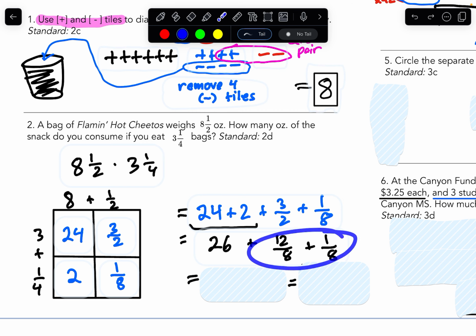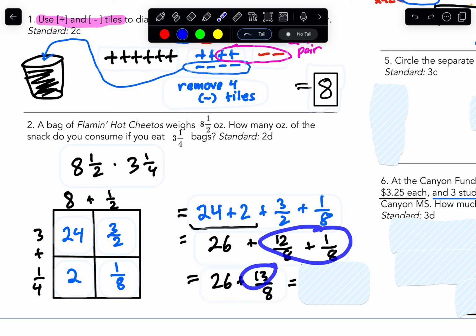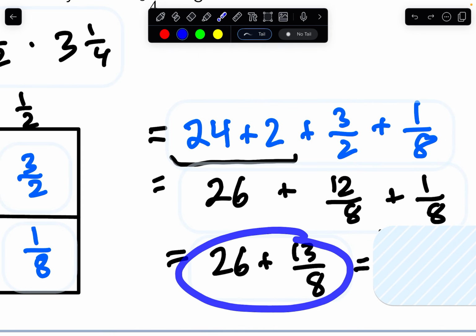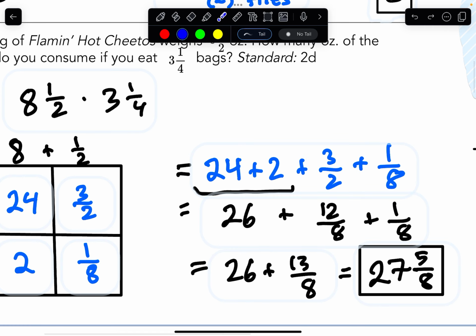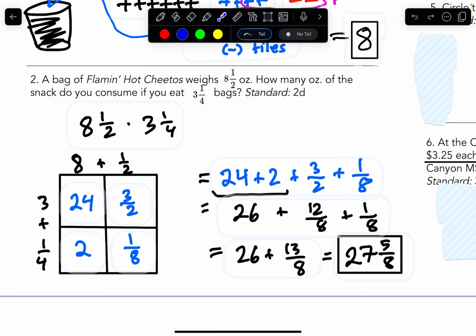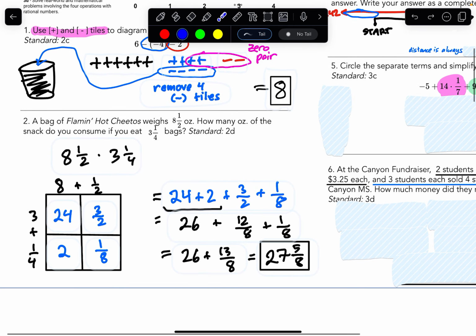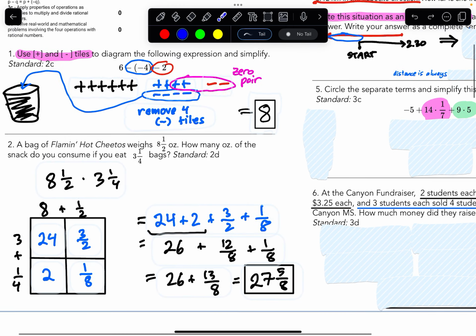But for this one, we have like terms. We're gonna get 12 plus 1 is 13. Notice these numbers show up here. And then if we add this fraction and this whole number together, we're going to get 27 with a remainder of 5. So the correct answer is 27 5/8.